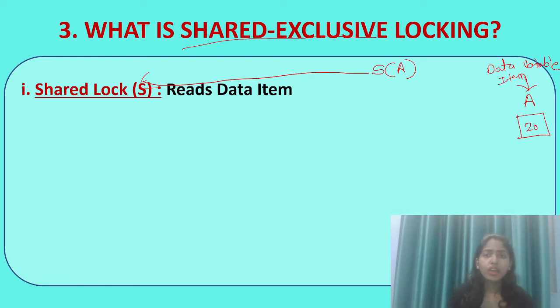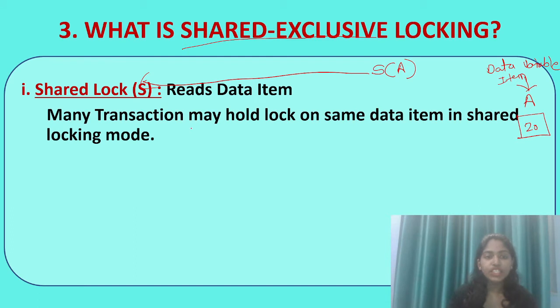A shared lock is used only to read the data item. Whatever value is inside A is read using the shared lock. You cannot write any data inside the data variable A. You can only read the data from this data variable A using a shared lock. So now the shared lock is applied on A, and I can only read the data present inside A, that is 20.